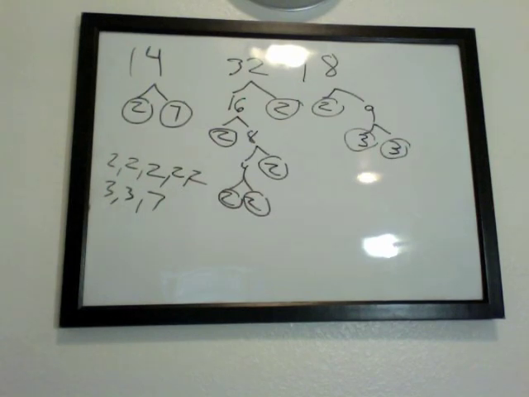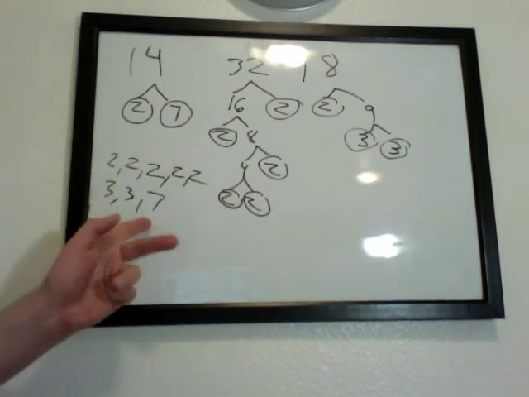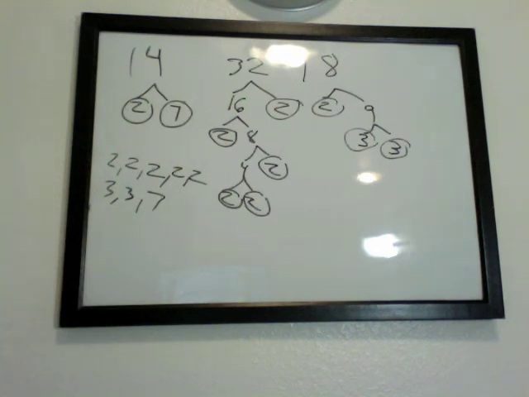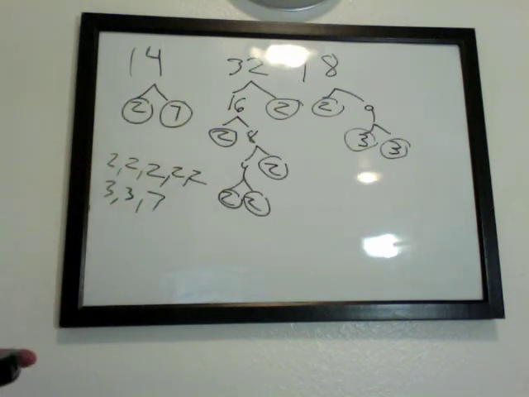Okay, and so why do we make a list of this? We have 2's here, 3's here, and a 7 here. Well, what you do is you multiply them all out. So you go 2 times 2 times 2 times 2 times 2. That would equal 32.